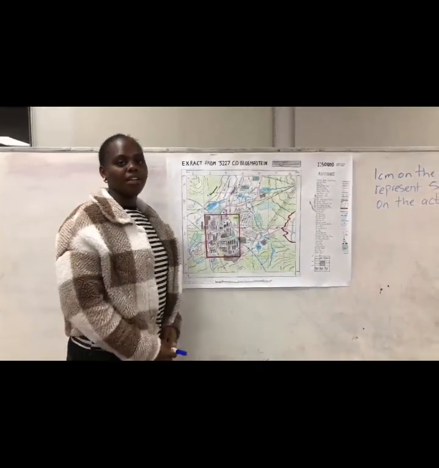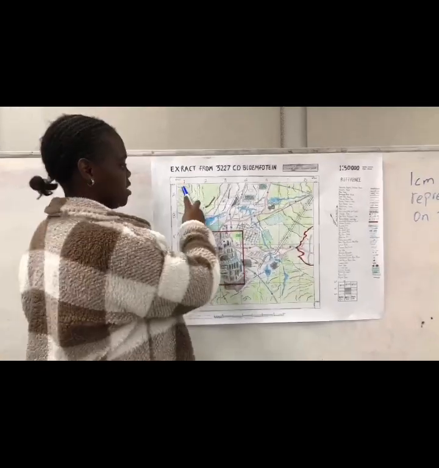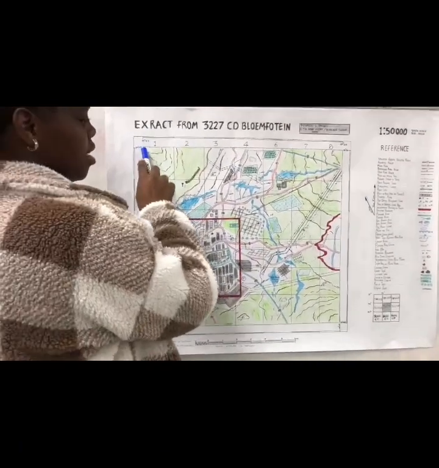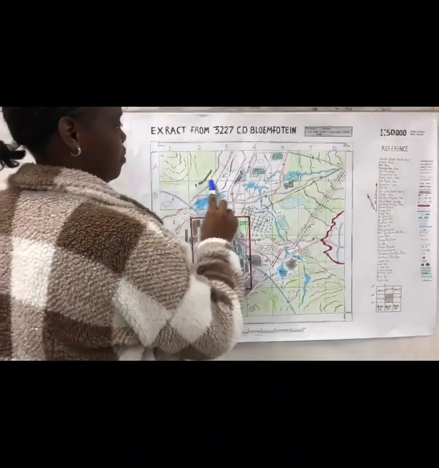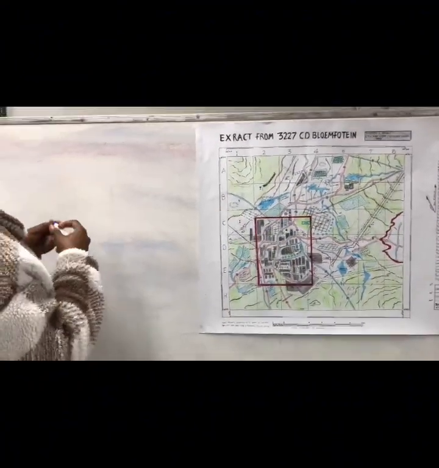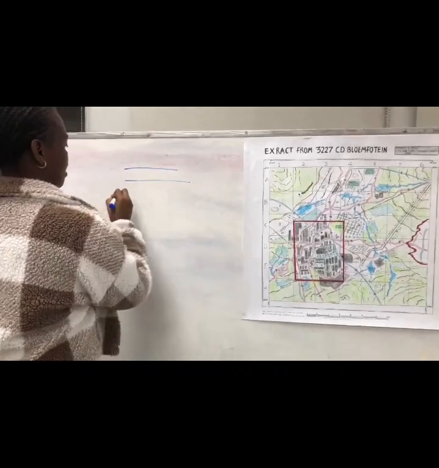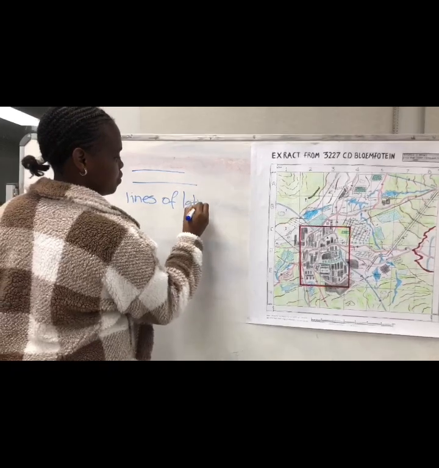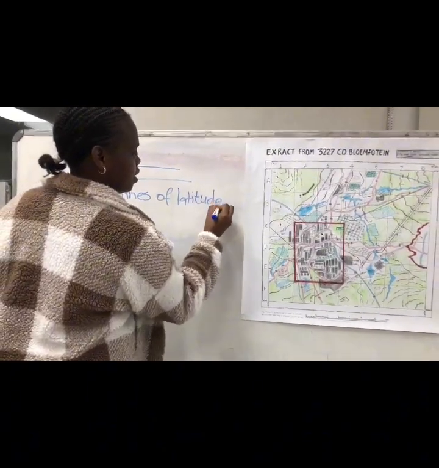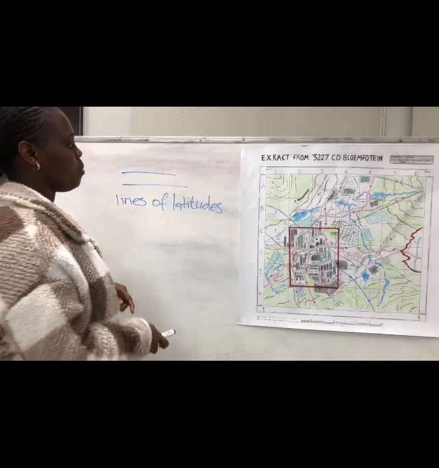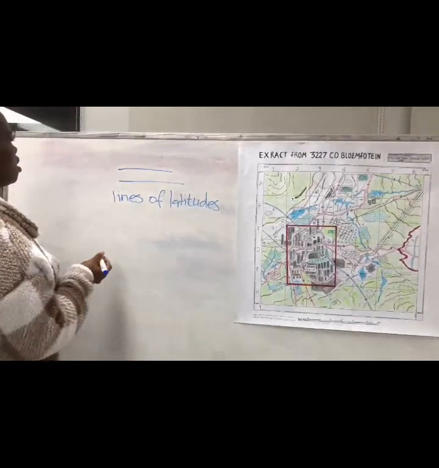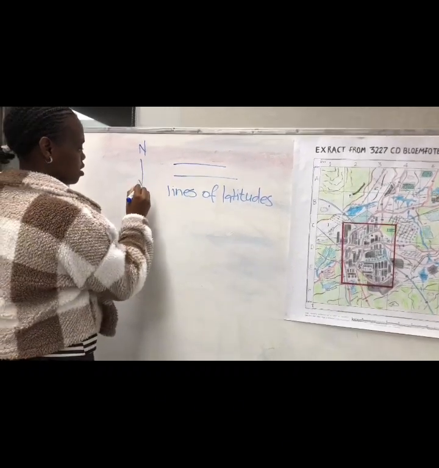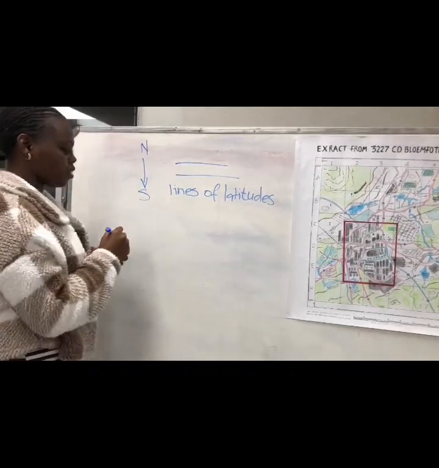You're probably wondering, what do these lines represent? These lines and these lines, these grid lines. These lines represent the lines of latitude. Let me write them down. Lines of latitude. These lines move from north to south, which means they come from the north, from the upward direction to the downwards direction, which is south.